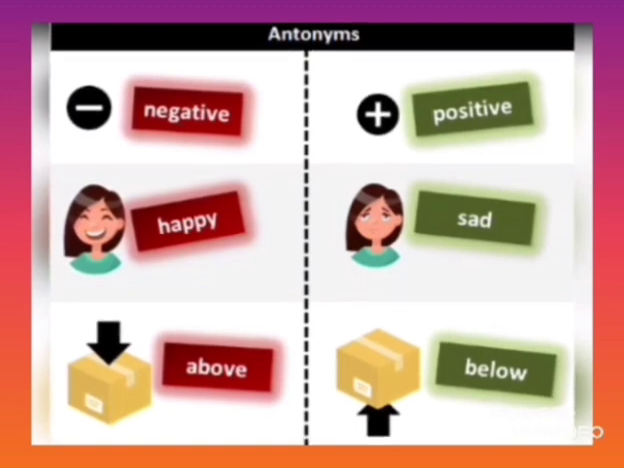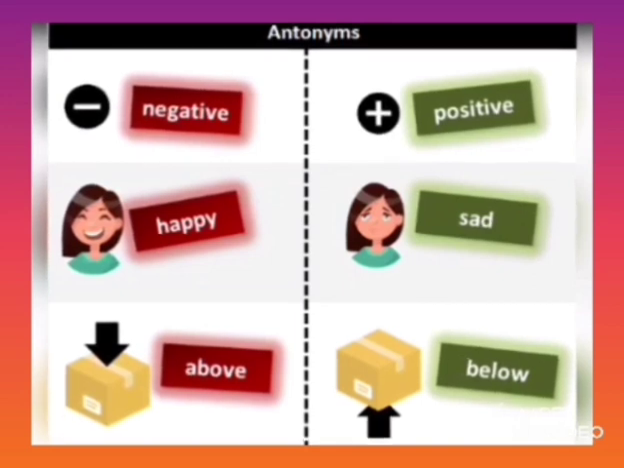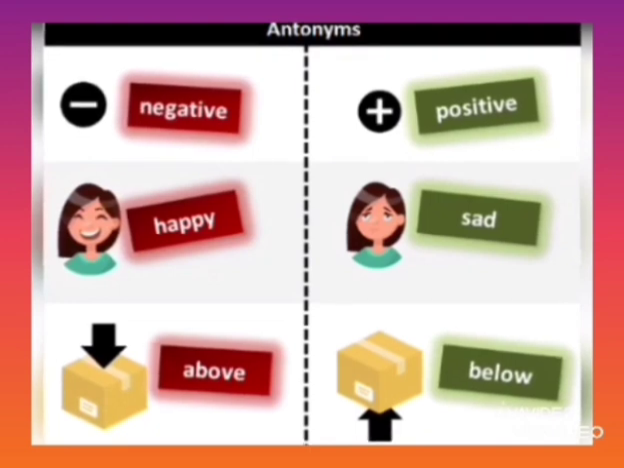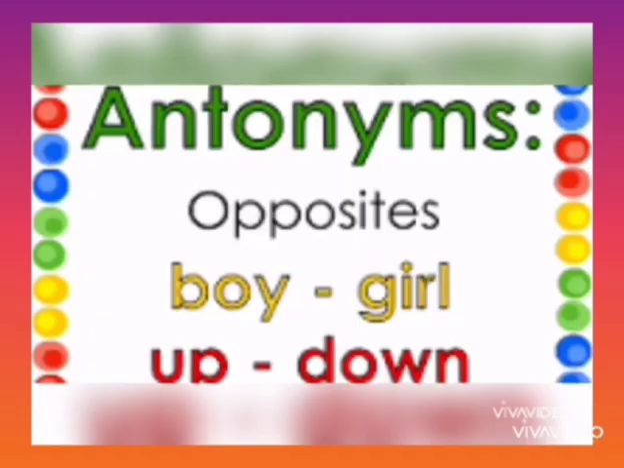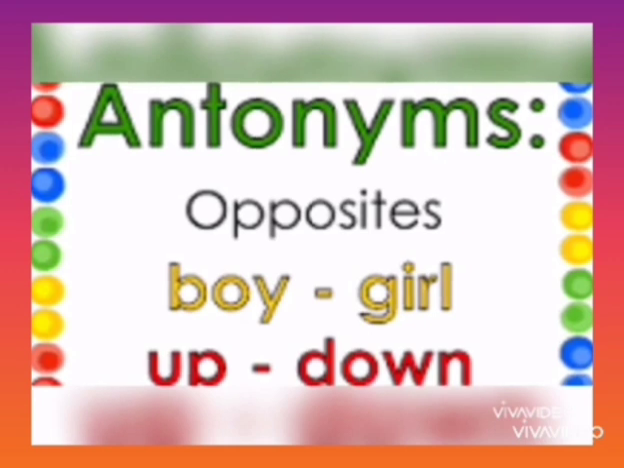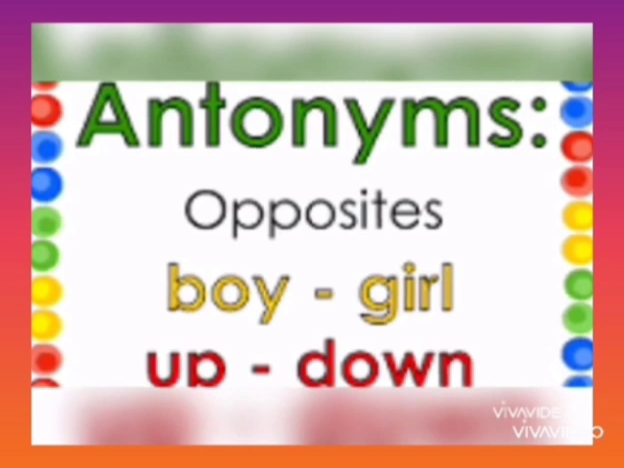Look at the sign, arrow sign. This one, this side picture, above. But just beside is, so the antonym of above will be below. So the up arrow sign indicates above and the down arrow sign indicates below. Boy will be girl, up will be down. I have already shown you that the up arrow sign shows the above portion and the down arrow sign shows the below portion of that box.